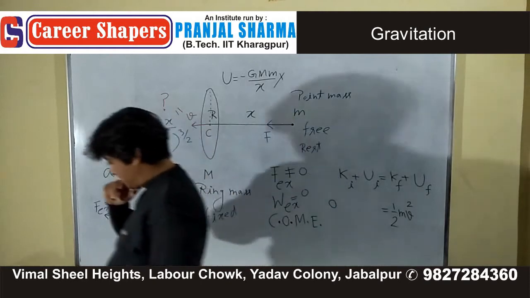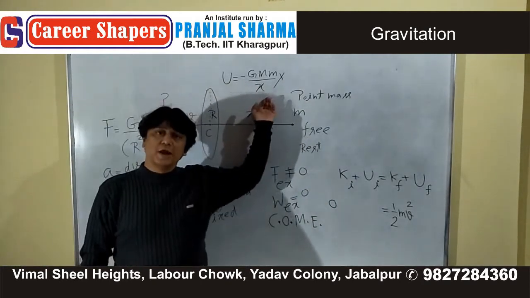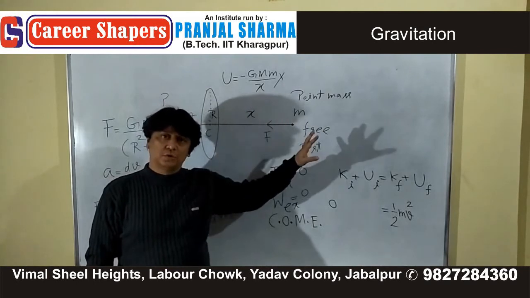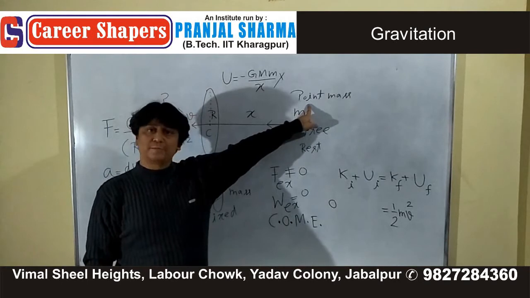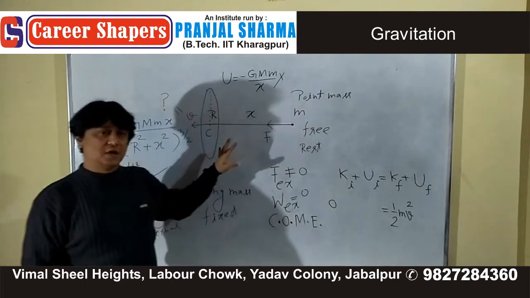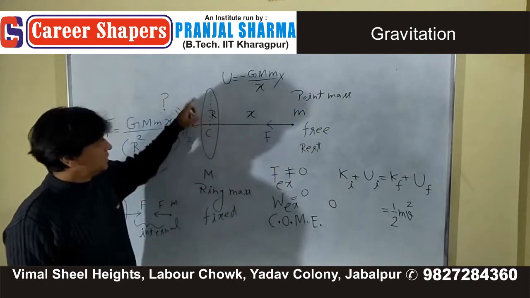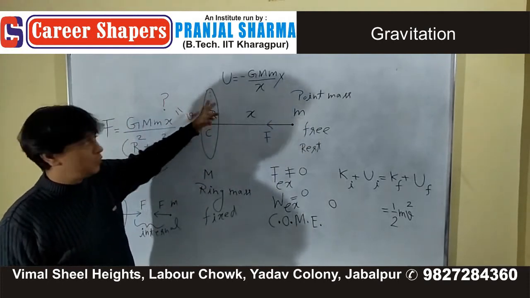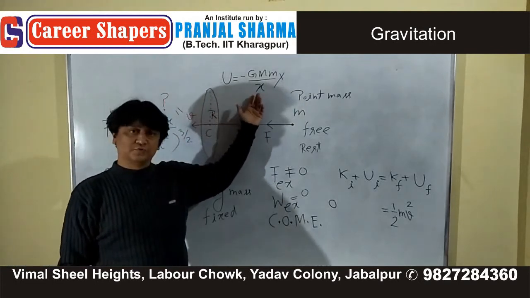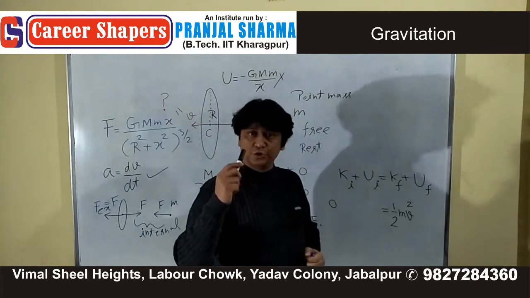Think about it. When do we use this formula? We use this formula only when both bodies are point masses. But in this example, only small m is a point mass. The ring is not a point mass, and therefore I cannot use this formula. So what is the formula which you should use?